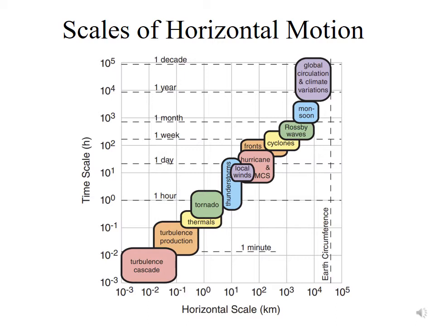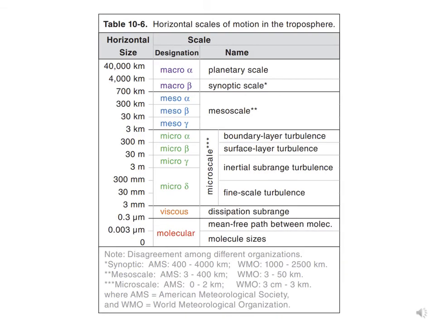By the time you get to thunderstorms, which have a horizontal scale of 10 to 100 kilometers, they have time scales between an hour and a day. Hurricanes and mesoscale convective systems, which have larger horizontal scales, have commensurately longer time scales as well, etc., etc. And we have names for some of these horizontal scales, and the ones that are going to be most commonly used are the macro scale, the mesoscale, and the micro scale.